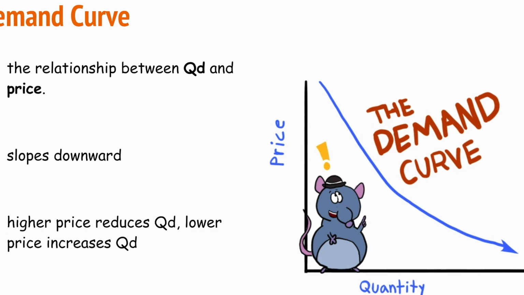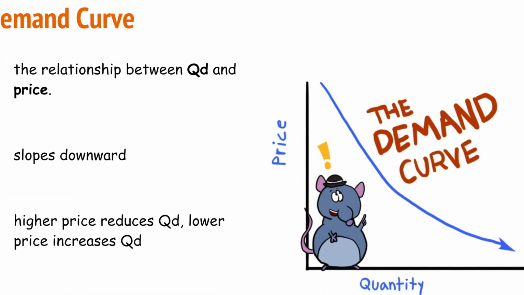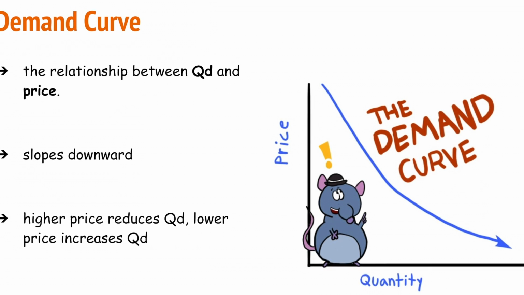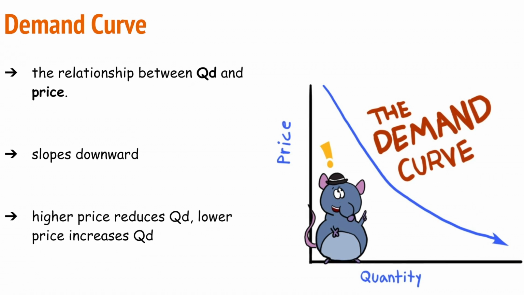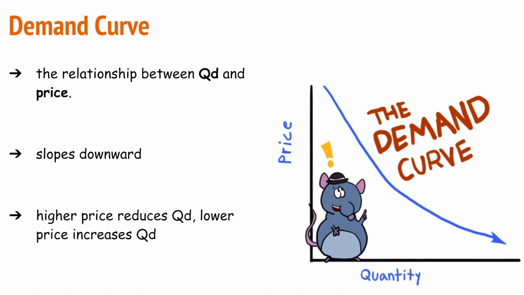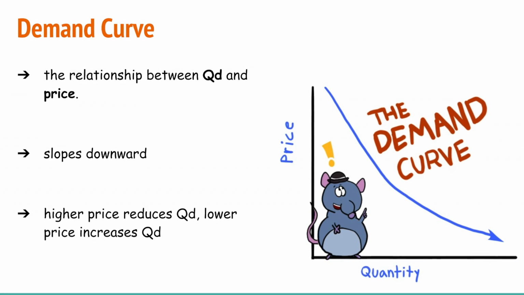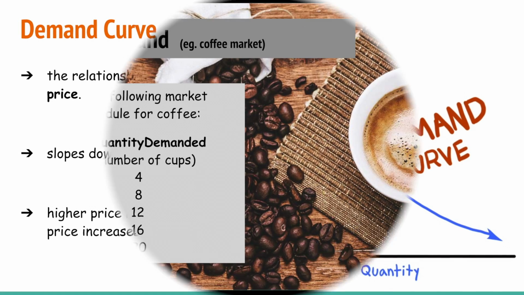The demand curve shows the relationship between quantity demanded and the price. It is a negative relationship, so the curve slopes downward. From the figure, we can see that a higher price reduces quantity demanded, but a lower price increases quantity demanded. Here we can also guess a law of demand, which later we will illustrate using the coffee market example.